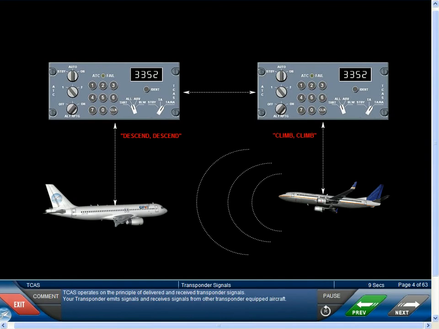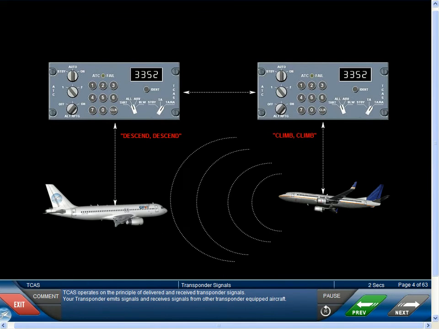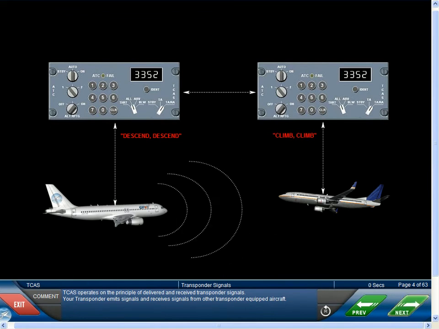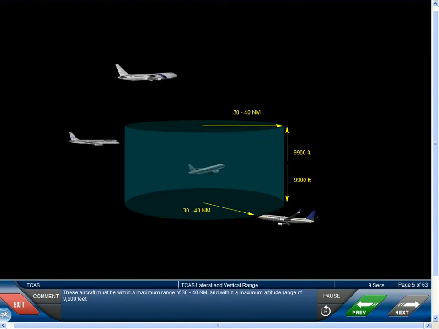TCAS operates on the principle of delivered and received transponder signals. Your transponder emits signals and receives signals from other transponder-equipped aircraft. These aircraft must be within a maximum range of 30 to 40 nautical miles and within a maximum altitude range of 9,900 feet.